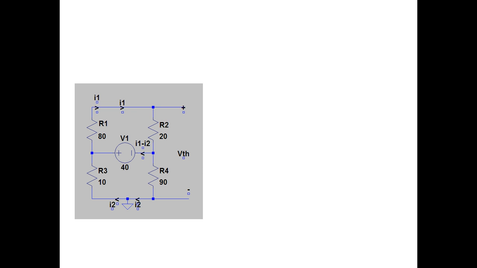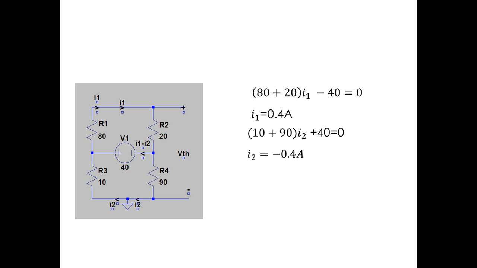To find VTH, we apply KVL to the loops 1 and 2. So on applying KVL to loop 1, it results in 80 plus 20 of I1 minus 40 is equal to 0. I1 is equal to 0.4 amps. Similarly, applying KVL to the loop 2, we get 10 plus 90 of I2 plus 40 is equal to 0. So I2 is equal to minus 0.4 amps.